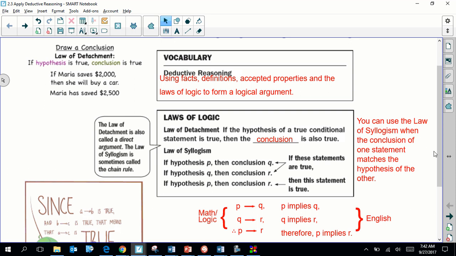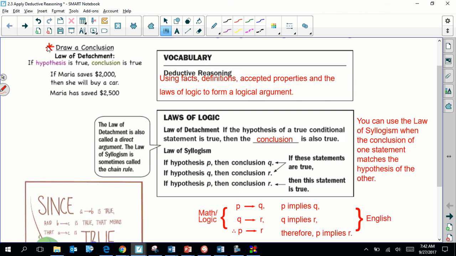An example of something like that is what I have up here in the top left corner of our screen. The hypothesis of our conditional statement says if Maria saves $2,000, then she'll buy a car. And Maria has saved $2,500. So that means that we can conclude that Maria will buy a car. That's an example of what the law of detachment is.